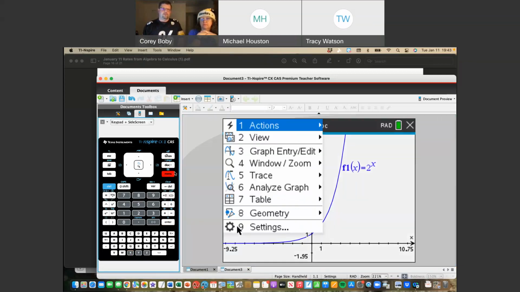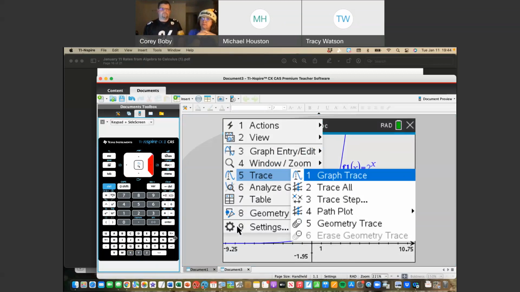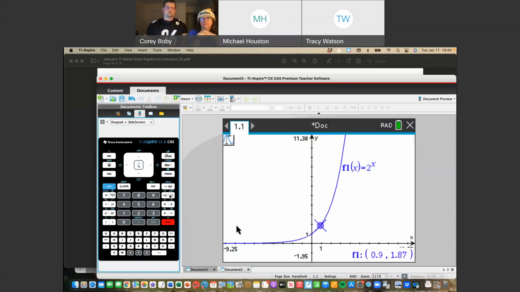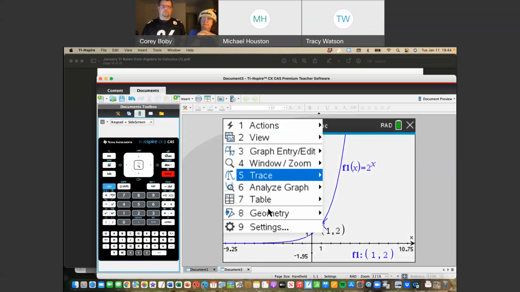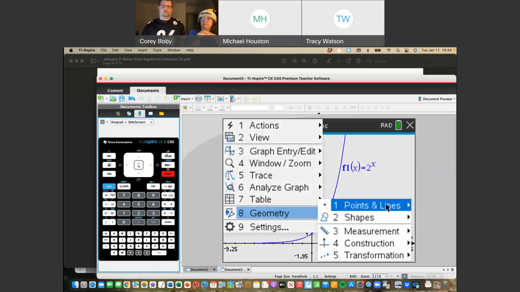Everything lives under the menu. So I'm going to go down to trace, and I'm going to just trace on this graph. And I want to go to a nice convenient point. I can trace, but I can also just jump, just like on the 84. So I'm going to jump to 1, 2. And if I press enter, it marks that point. Okay? And then I can go to geometry and do point on.